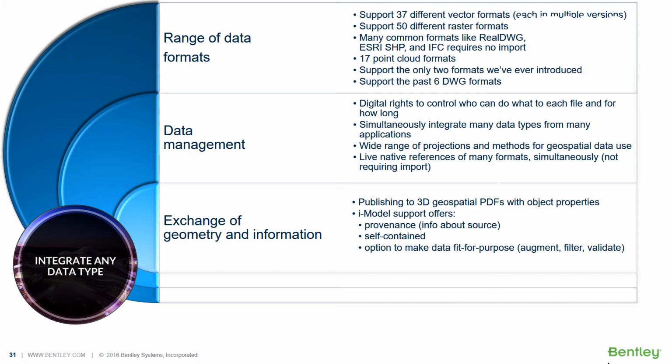And then publishing this, you can also publish it to 3D PDFs or any type of PDF, and of course the iModel, which provides us provenance. Where did the data come from? It's all self-contained. It's a smaller file, and it's fit for purpose. Whether you're working in the field, you get the information you need for field-based operations. When you're doing inspection and maintenance, you get the inspection and maintenance information to support your particular workflow. So it's fit for the purpose of your job, which makes iModels an extremely powerful technology.